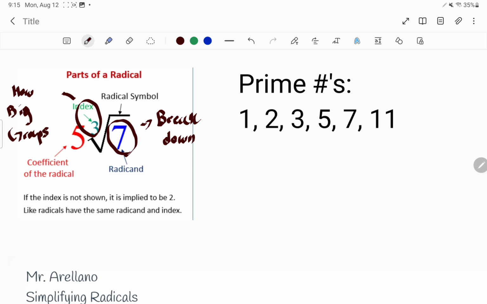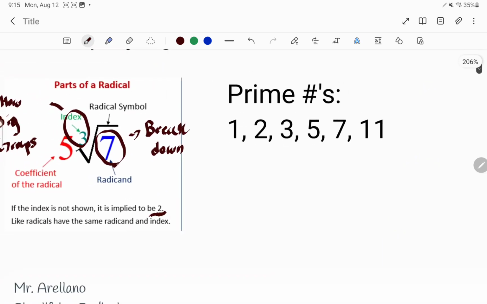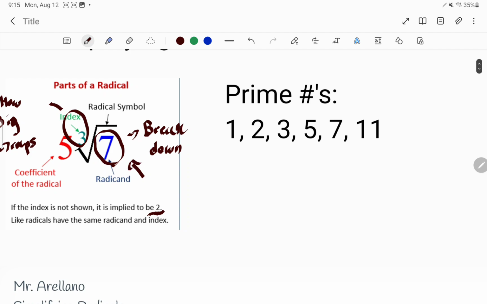The index is going to be a tiny number on top of your radical. Now, let's say you don't have anything on top of your radical. We're going to imply that it's a 2, okay? And I'll show it on the next example that we will see. Second thing is that we're going to have to simplify the radicand.